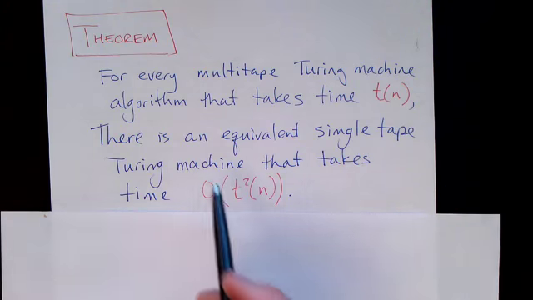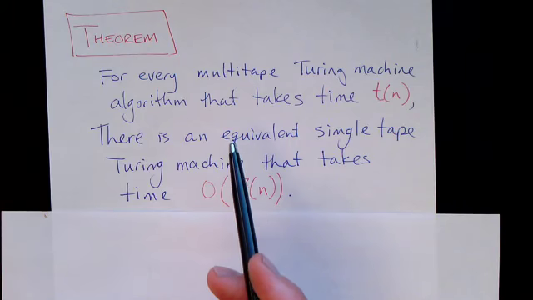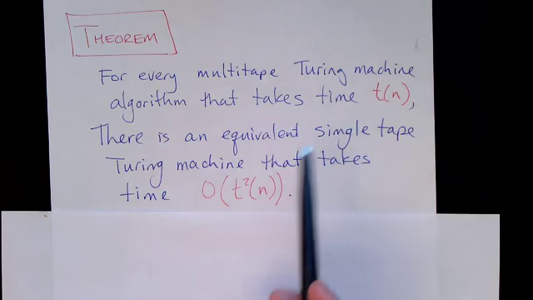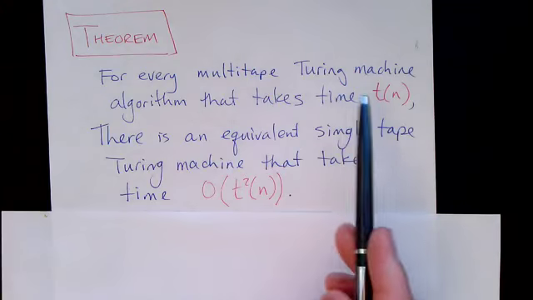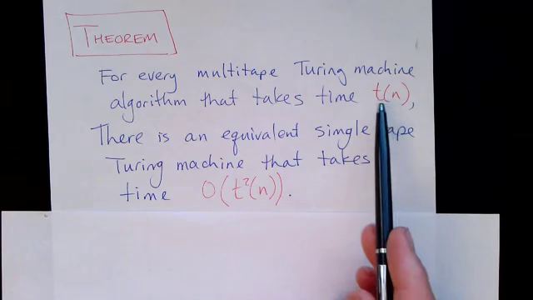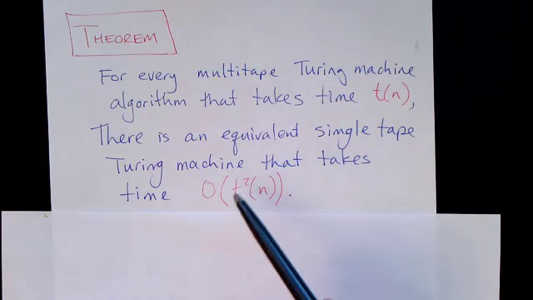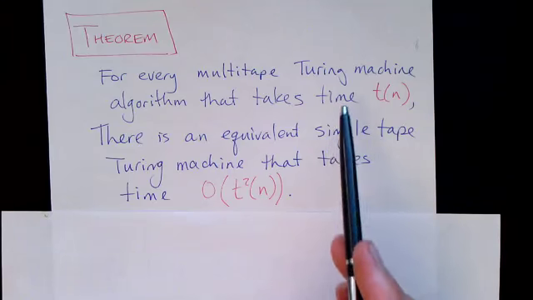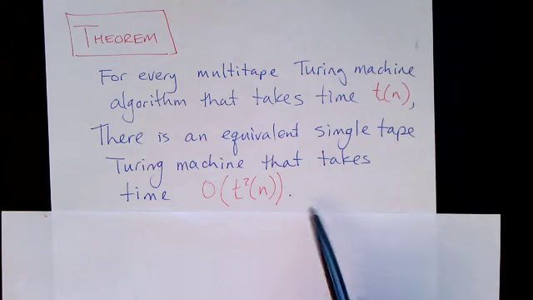So having a multi-tape Turing machine allows your algorithm to be done faster in many cases. And here's a theorem that shows that you can execute the same algorithm on a single tape machine, but it's going to take longer. This theorem talks about how much longer. For every multi-tape Turing machine algorithm that takes time t, there's an equivalent single tape Turing machine that takes order t squared. So we can simulate a multi-tape Turing machine on a single tape Turing machine, but the simulation may take t squared time. Let's look at the proof of this.